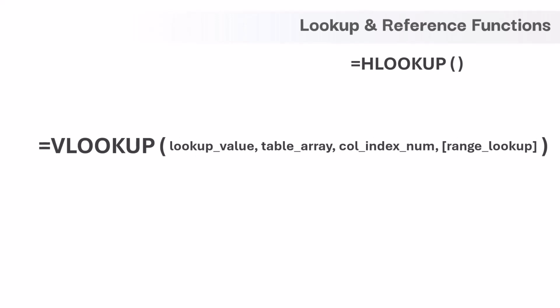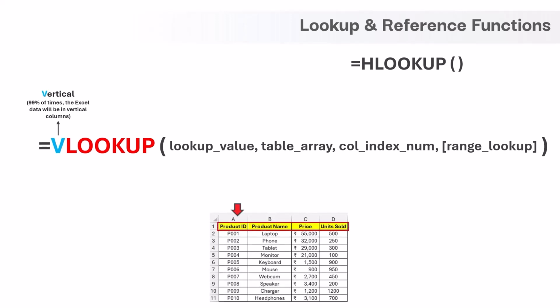Let's try to break it down. This function name has 2 parts. First is the letter V, which stands for vertical, and it points at the data which flows vertically from top to bottom, or in other words, the data which has column-wise headers. 99% of the time, Excel data will have headers in the columns, and obviously, VLOOKUP is used more widely as compared to HLOOKUP. Second part is the name lookup, and it refers to the value we are searching for.